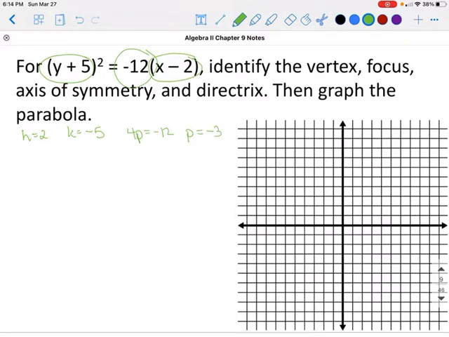So because y is squared, we know it's opening horizontally. Since p is negative, we do know that it will open to the left. Now, let's identify our pieces. We know the vertex is h and k. So this will be at 2 and negative 5. The focus will be h plus p and k.